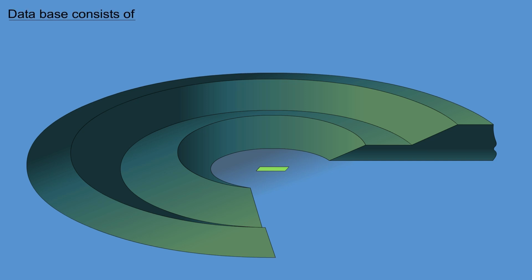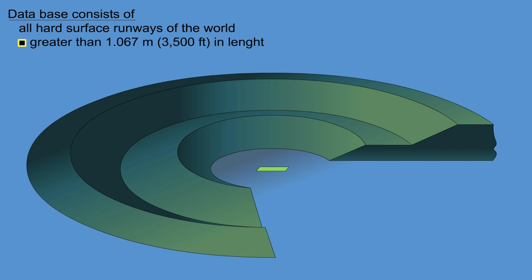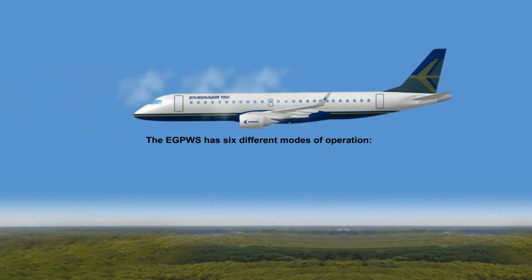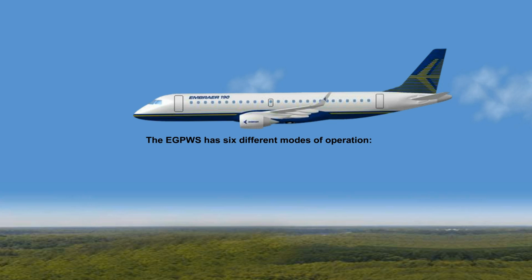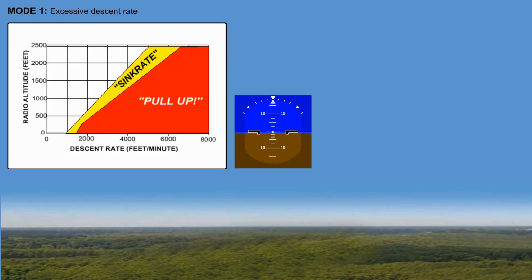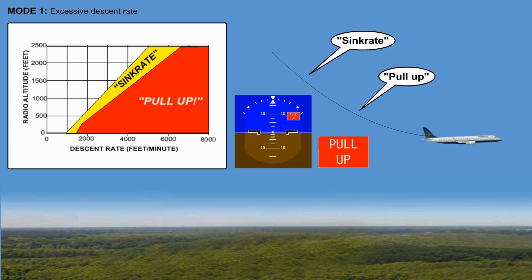The database consists of all hard surface runways of the world, greater than 1,067 meters, 3,500 feet in length, which have a published instrument approach procedure. The EGPWS has 6 different modes of operation. Mode 1. The excessive descent rate. Sink rate, pull up.